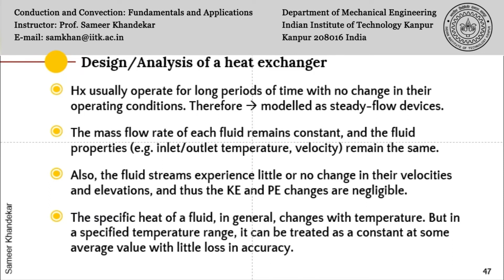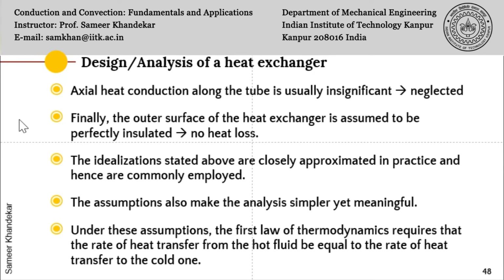So some more assumptions are given in slide number 48. One of them is that the axial heat conduction along the tube is usually insignificant. We will neglect it. And the outer surface of the heat exchanger is usually assumed to be perfectly insulated, so no heat loss. So essentially what is happening is the hot fluid loses its heat to the cold fluid, and whatever energy exchange takes place, it takes place only between these two flowing fluids and not with any other third party or third environment. So it is only mutual. What is lost by the hot fluid is supposed to be taken by the cold fluid.